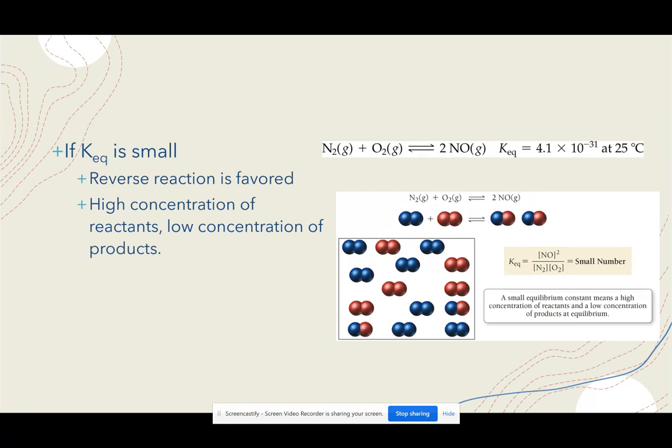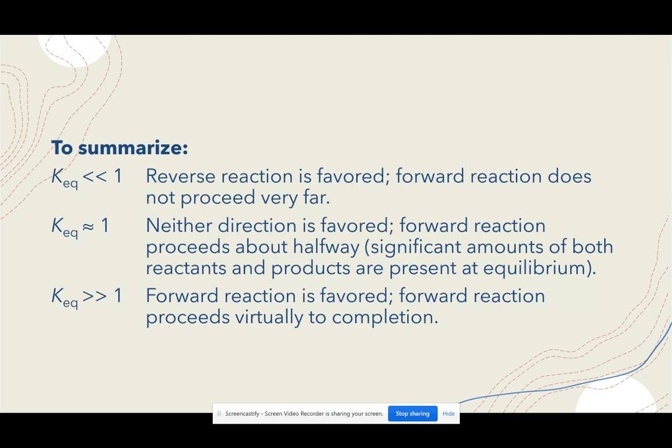If KEQ is small, the reverse reaction is favored. Another way you can say that is that it favors the reactants, meaning that the concentration of reactants will be high and the concentration of products will be low. So my KEQ is 4.1 times 10 to the negative 31. That is very, very small. At equilibrium, I will mostly have nitrogen and oxygen. I will have very few nitrogen monoxide molecules.